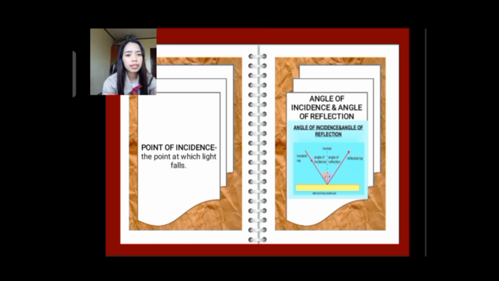Next, the point of incidence. The point of incidence is the point at which light falls, the point where the light hits the surface. It is also the point on the surface where the incident ray strikes the surface. It is the point at which the ray of incidence falls on the mirror.